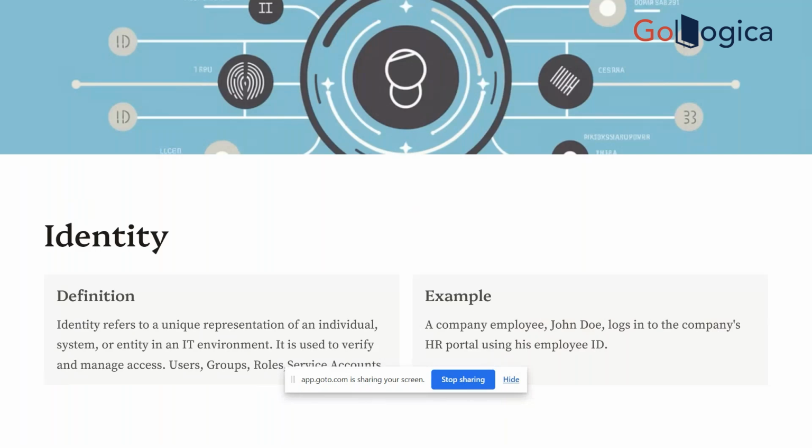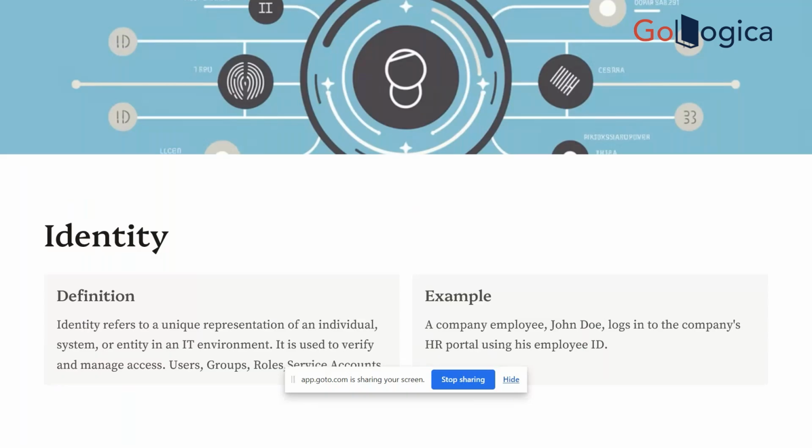Basically, the identity refers to the unique representation of any kind of individual or any kind of system or any entity in your IT environment. We call it an identity. Individual means any kind of resource, like a human being or any kind of system. System means anything, machine, devices, or any kind of entity which belongs to your IT environment. That is what we call the identity. Basically it is used to verify, manage and control access. Identity is going to be used for what purpose? Either it is going to be verified, or there should be some kind of access the identities have.